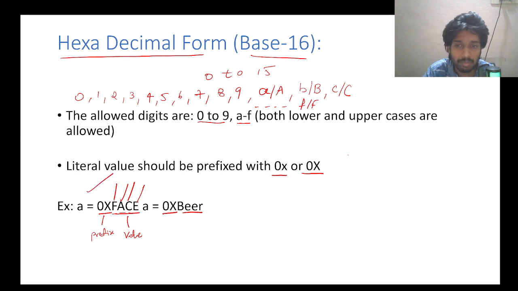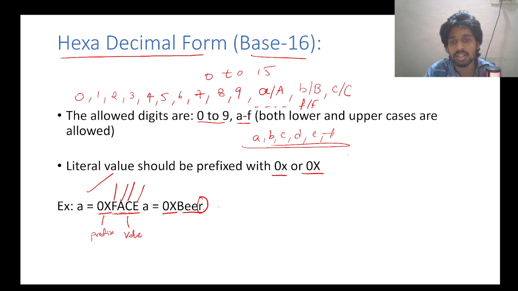But look here, R is not valid because, like A, B, C, D, E, F, we are only allowing these alphabets. So R is not allowed as a digit. So that's the reason this is invalid.